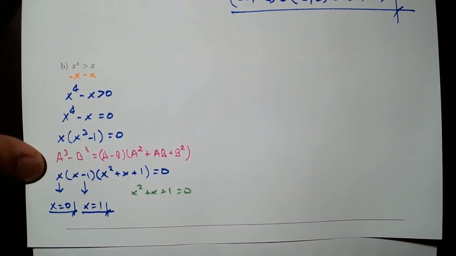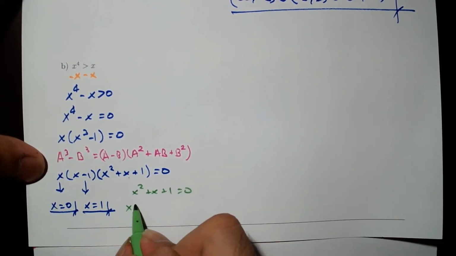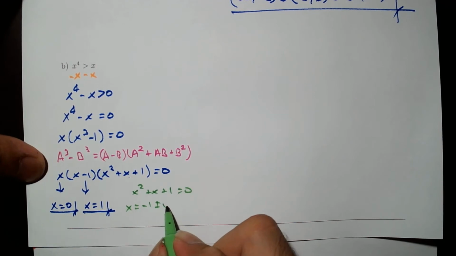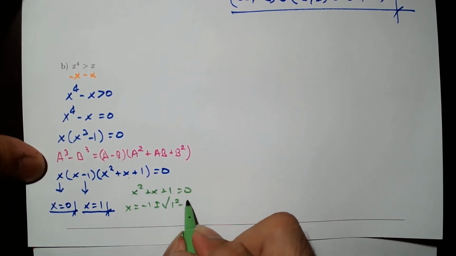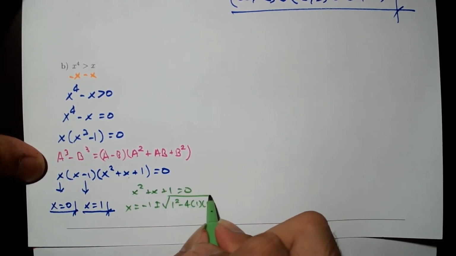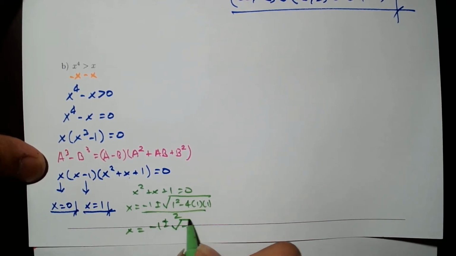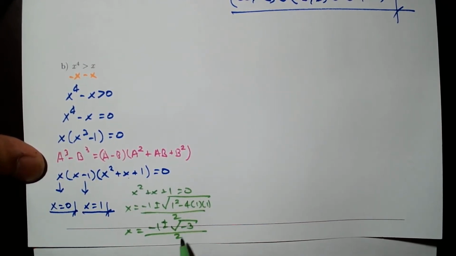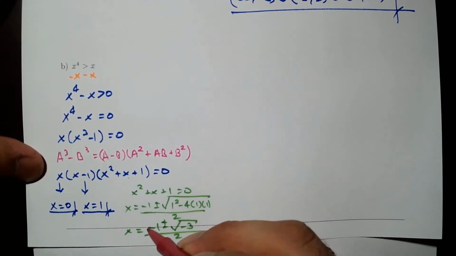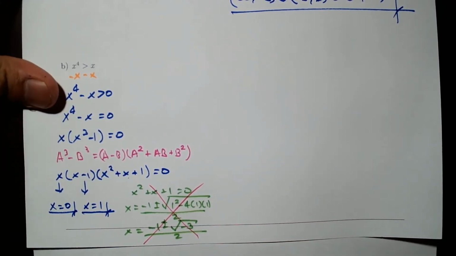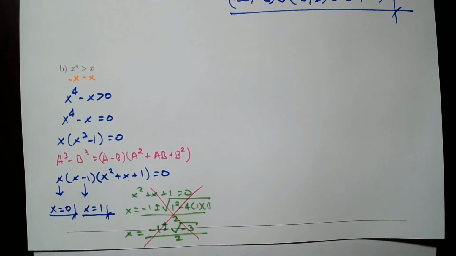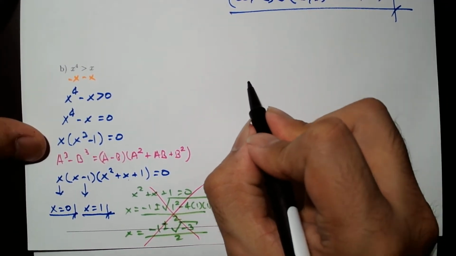Try to solve that. So we use the quadratic formula. x equals minus 1 plus or minus the square root of 1 squared minus 4 times 1 times 1. What are we going to get here? x equals minus 1 plus or minus the square root of negative 3. What is that going to be? Complex numbers. So we don't want complex numbers. We only want real solutions for inequalities. Okay? So let's put this on a number line from smaller to larger. So between 0 and 1, right?